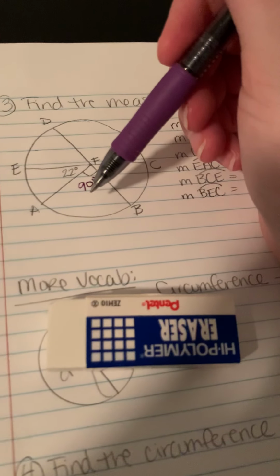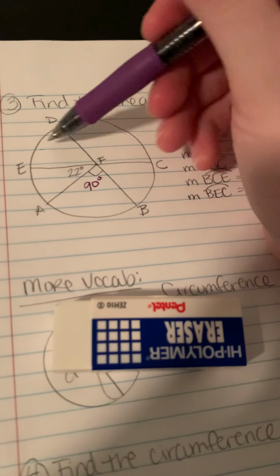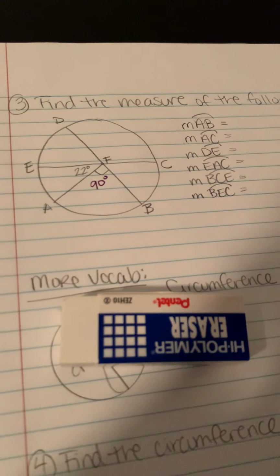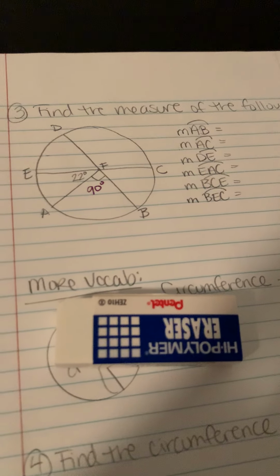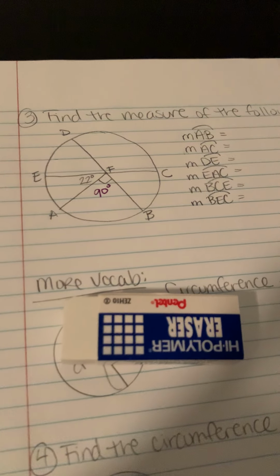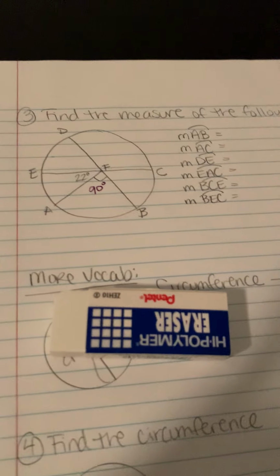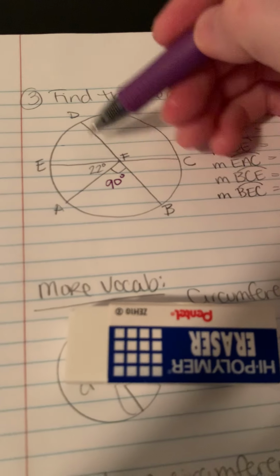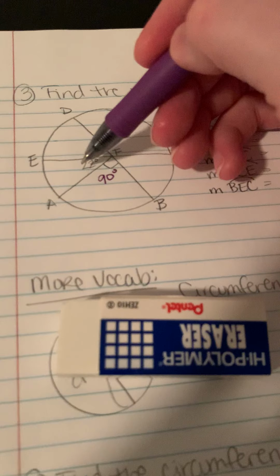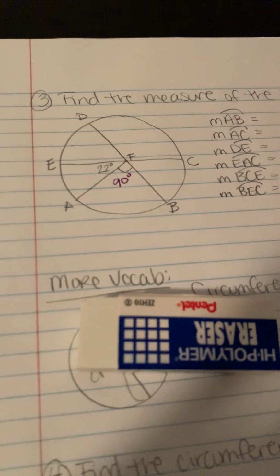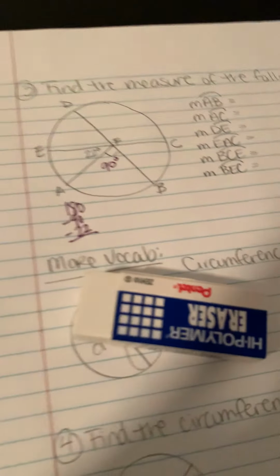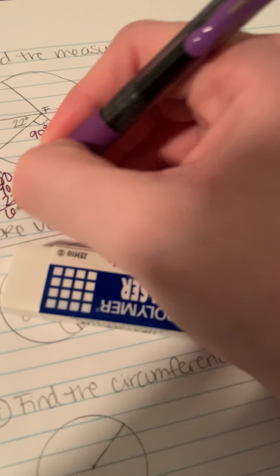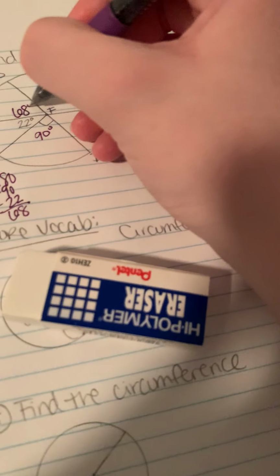So if this is 90 degrees, then we can figure out the rest of the information from remembering a straight line and how much the circle equals. Now, a straight line or a semicircle is 180 degrees. So if I know this is 90, that's 22, then the difference would be what's left over. So 180 minus 90 minus 22 gives me 68. So this is 68 degrees.